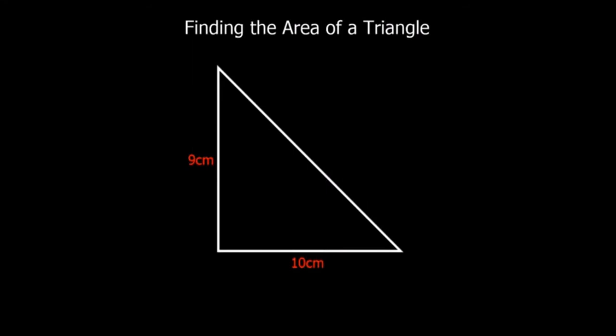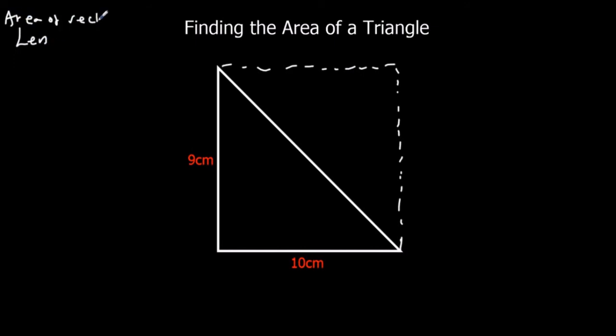In this video, we're looking at the area of a triangle. The first thing I'm going to do is I'm going to pretend that this shape isn't a triangle at all. I'm going to pretend that it's a rectangle. So if I had a rectangle here, 9 by 10, remember the area of a rectangle is length times width. So area of rectangle is the length times the width. So if I wanted to work out the area of this whole shape, I'd do 9 times 10, which would be 90 centimeters squared.